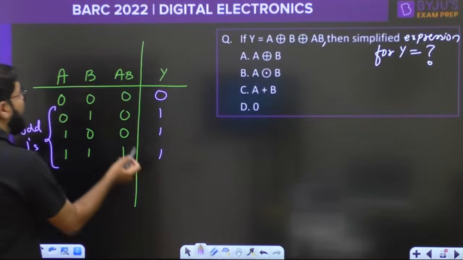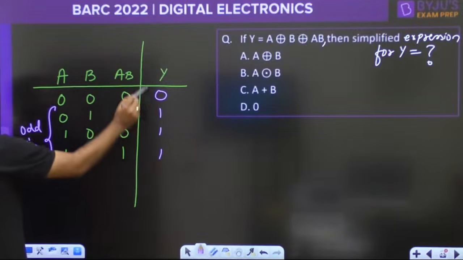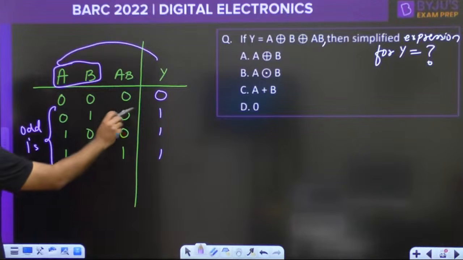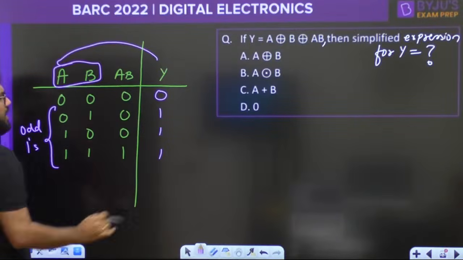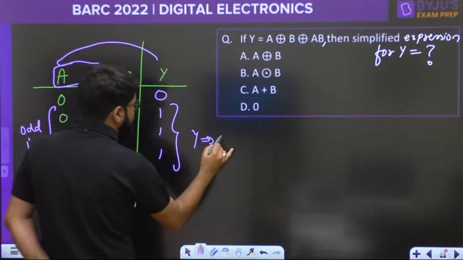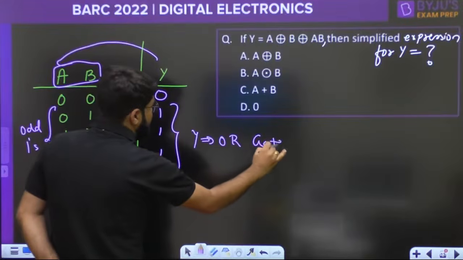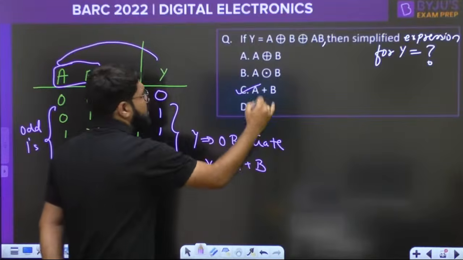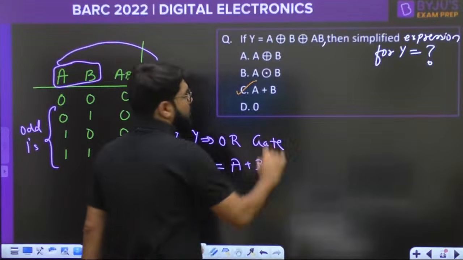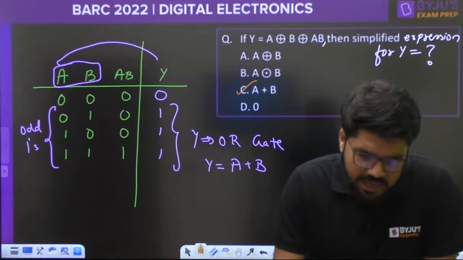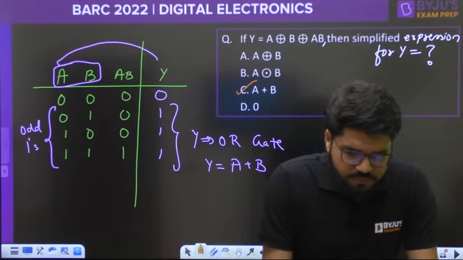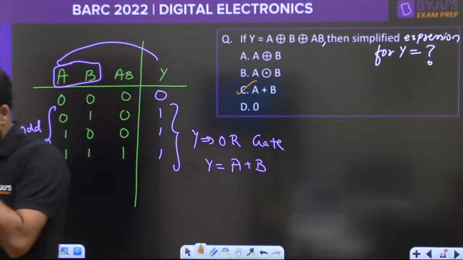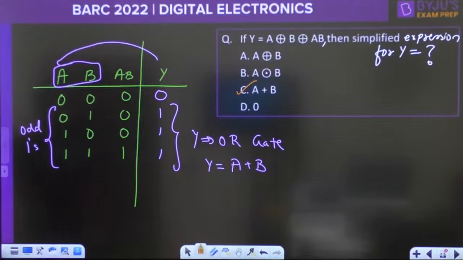Now what is Y as a function of AB? If you relate these two, what should the answer be? The output is high if any of the inputs A or B is high. So looking at this, Y represents an OR gate. That means Y is equal to A plus B. Logical OR, option number C should be correct. Yes, that's what I see in the comment box also. Option number C is definitely correct.